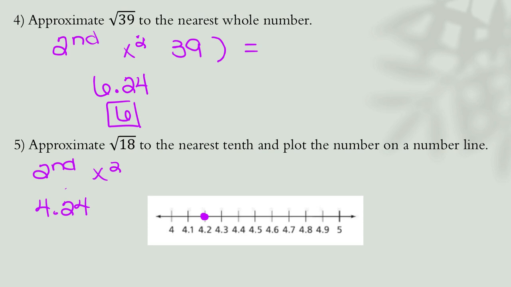The thing about irrational numbers that makes them so difficult is you cannot specifically place them into the number line, okay? We have to round them. That's why they're irrational. They don't have a specific place on the number line.